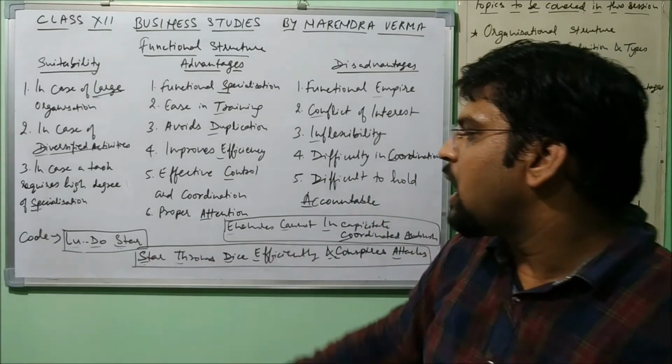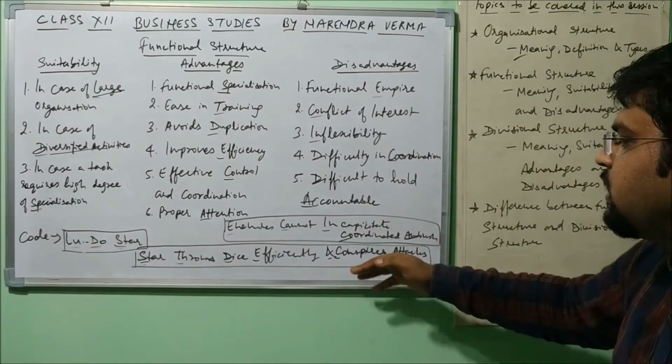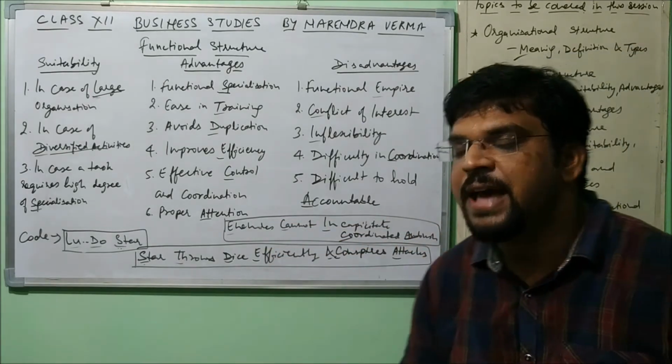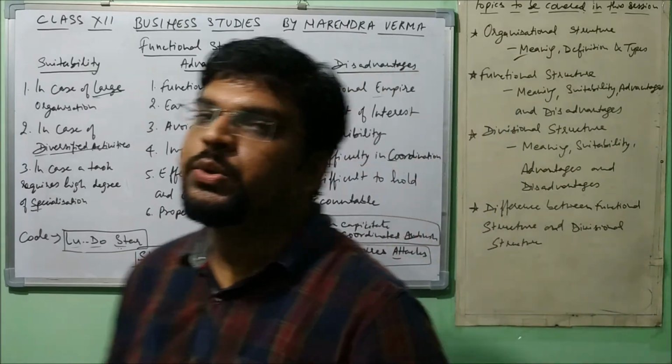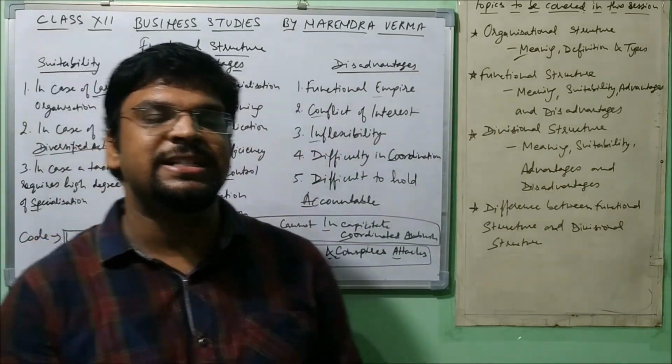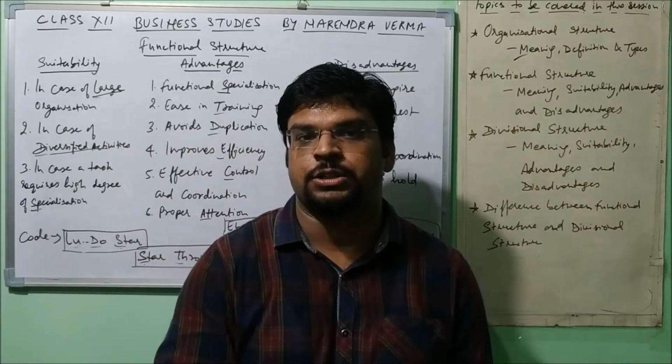Understood? Ludo Star, star throws dice efficiently and conspires attacks. Enemies cannot incapacitate coordinated ambush. By this code you can remember all the points together: suitability, advantages and disadvantages of functional structure.